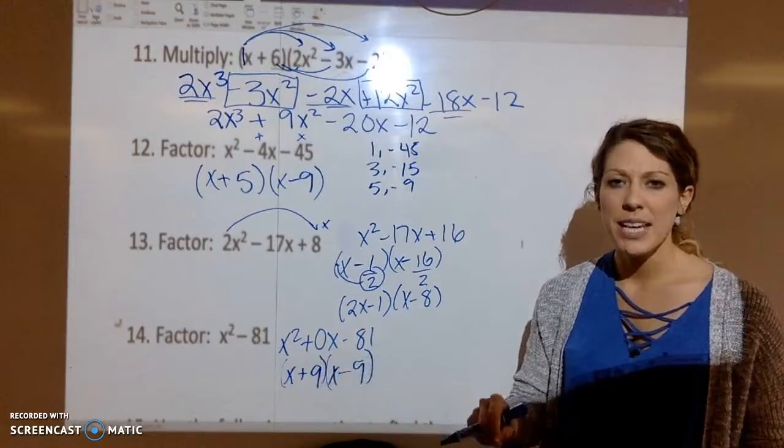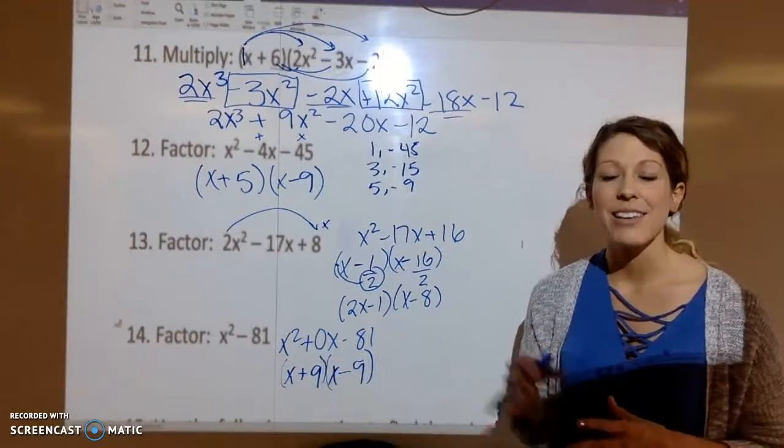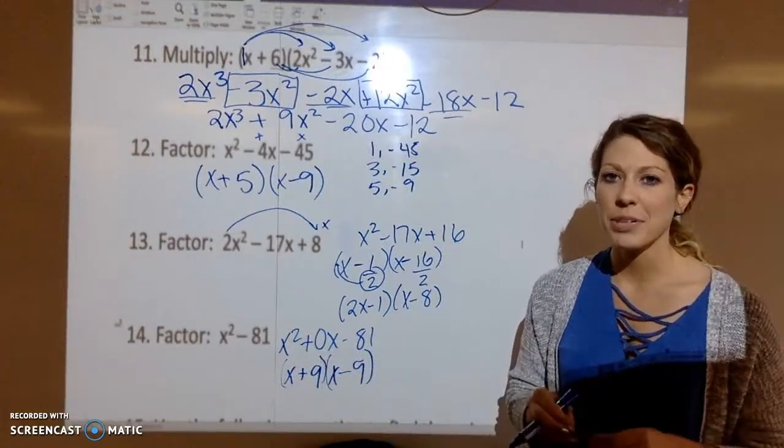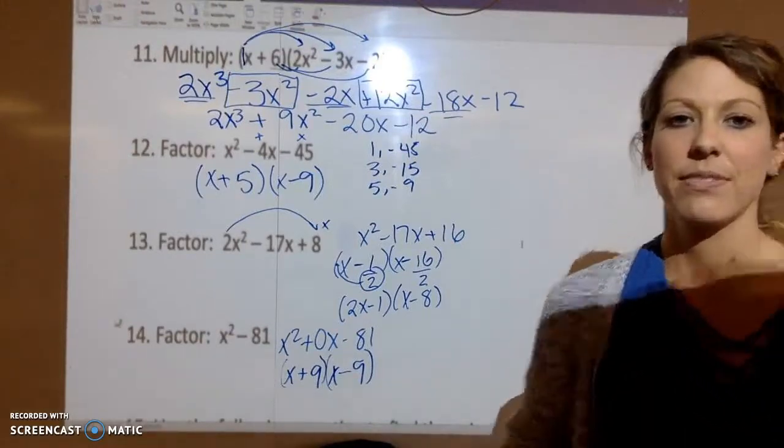So one of the biggest mistakes on this one is writing the same sign, like saying x minus 9 squared, but they have to be able to cancel out that middle term. That's why we need a positive set and a negative set.